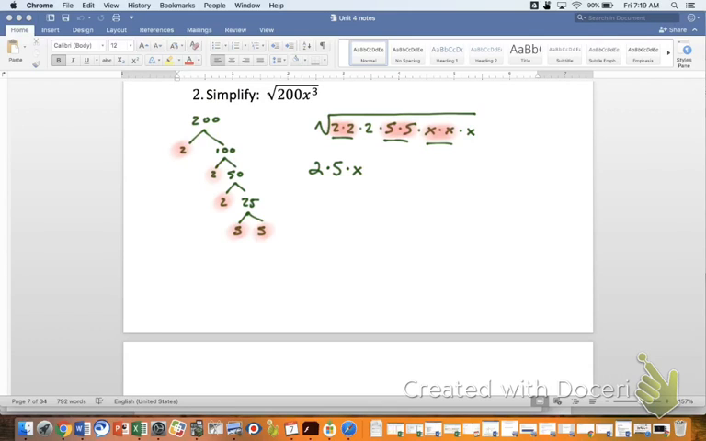And then, of course, there is some stuff left over inside the radical. So there's a 2 left over inside, and there's an x left over inside. Neither of those had another factor to pair with. Okay, so you end up with 10x root 2x. This would be your final simplified version of the square root of 200x cubed.